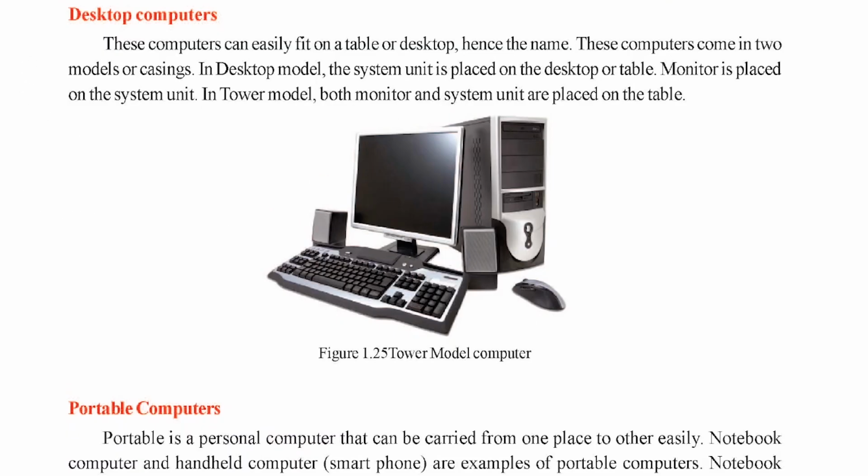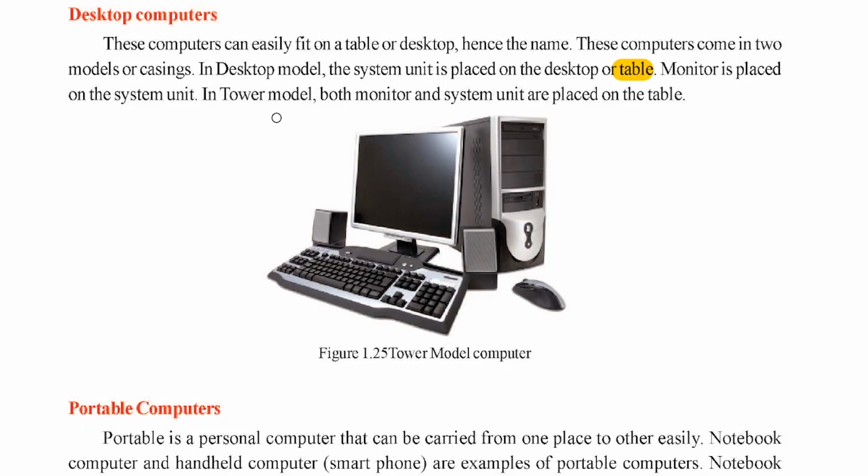These computers can easily fit on a table or desktop, hence the name. Of course, you can place the computer on top of a desk. That's why it's called a desktop computer. These computers come in two models or casings. In the desktop model, the system unit is placed on the desktop or a table. The system unit is normally this one. A monitor is also placed on the system unit. This is a monitor.